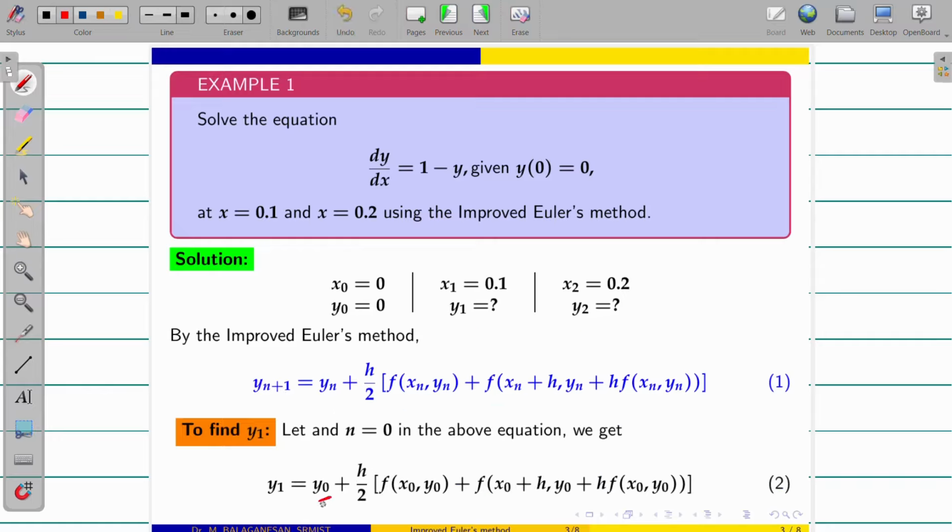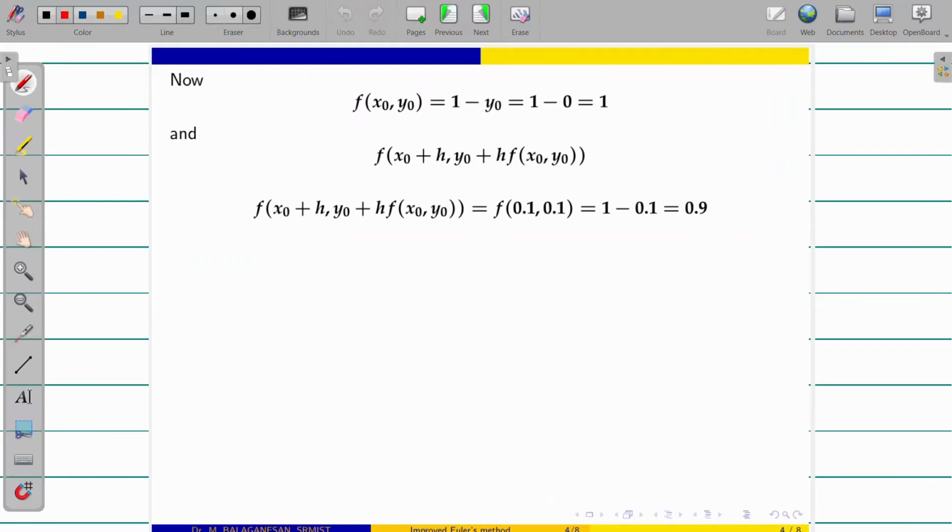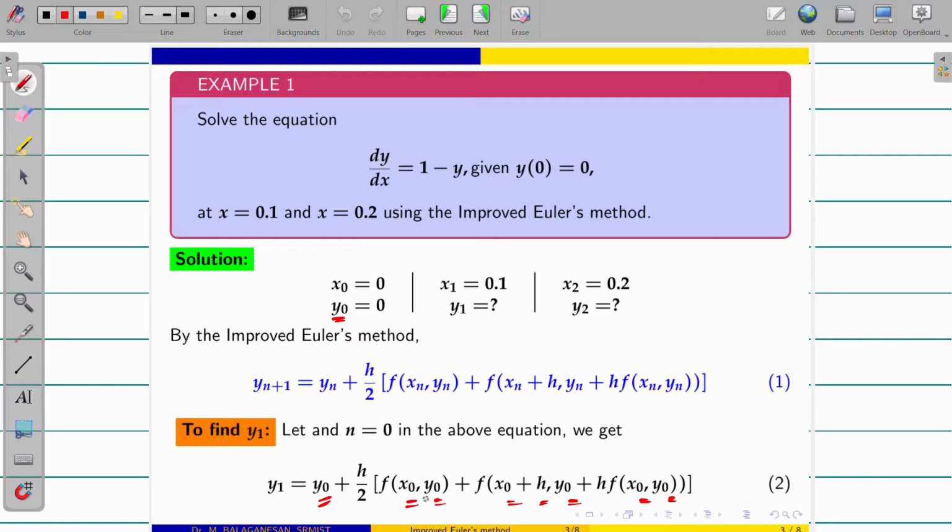Now replace the value y0 as the given initial condition, and x0, y0. Here also x0, y0. Here also x0, y0, and the h value we found with the help of the difference of x. Substituted, we can get the answer. Individually I'm finding here f of x naught, and I'm finding f of x naught plus h, y naught plus h into f of x naught, y naught. Look at that, it's here. This one I am finding separately with the help of this function.